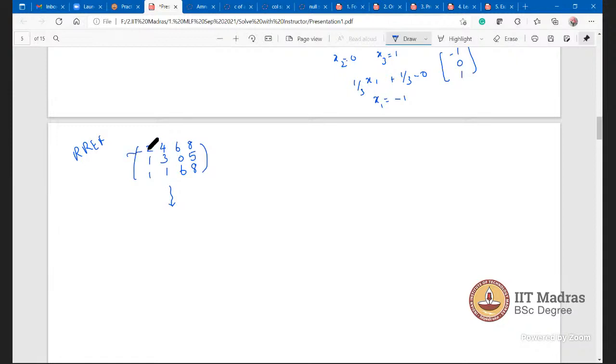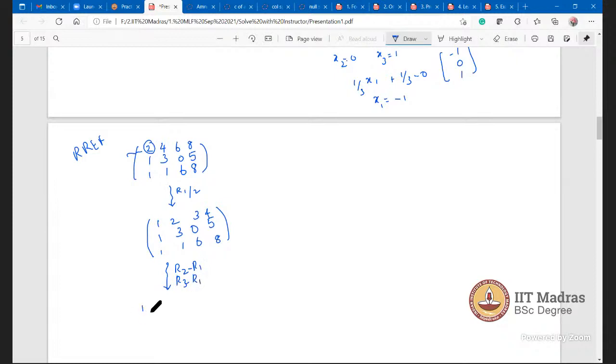If you look here, the leading entry, this 2, is a non-zero number which can be a pivot, but for the reduced form it has to be 1. So we do R1 divided by 2. You take this as a multiplier and divide by 2. Then you will get 1, 2, 3, 4 and 1305 and 1168. Now you have an entry which is 1 here, so we can reduce the bottom two rows: R2 minus R1 and R3 minus R1.